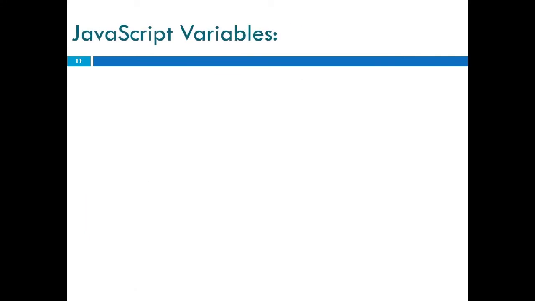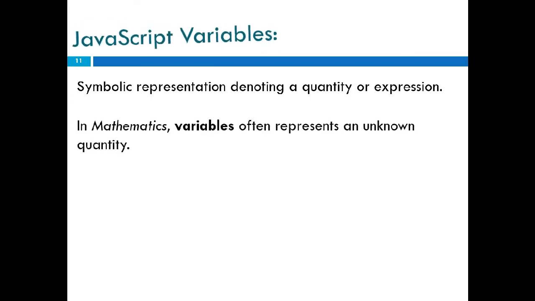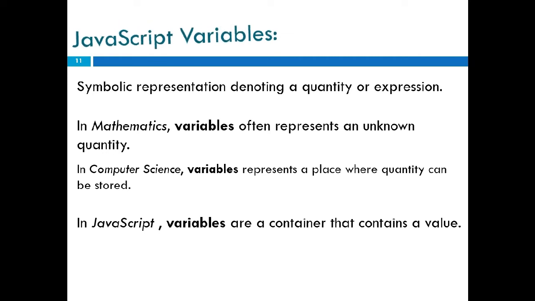In here we have JavaScript variables. What is a variable? A variable is a symbolic representation denoting a quantity or expression. In mathematics, variables often represent an unknown quantity. In computer science, variables represent a place where a quantity can be stored. In JavaScript, variables are containers that contain a value.